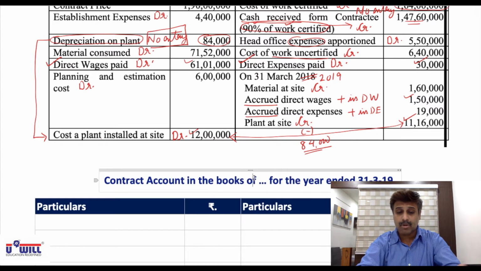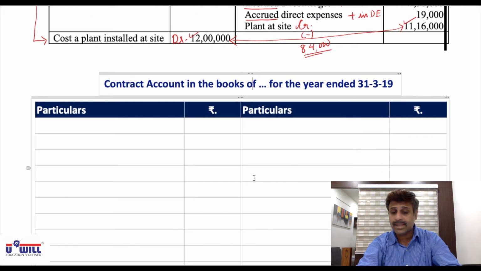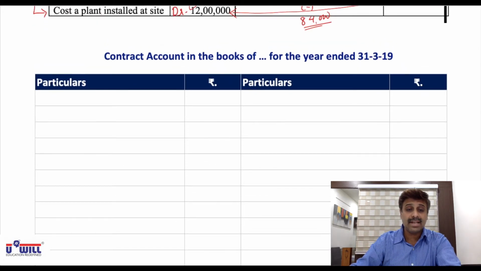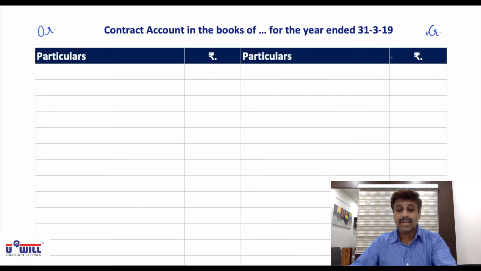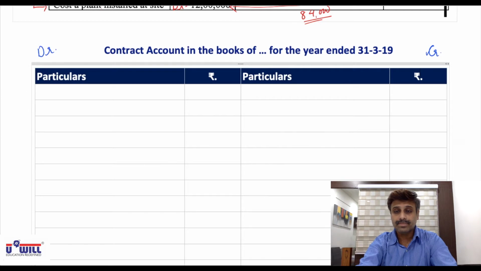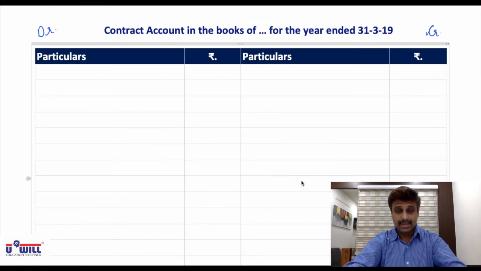Just like P&L account, we used to give the heading profit and loss account for the year ended 31/3/19. Same way, contract account for the year ended 31/3/19. And debit and credit and particulars and amount. Same format like we used to make for profit and loss account. Pause the video and make this format fast, everyone. Yes, I hope everyone would have done this format.